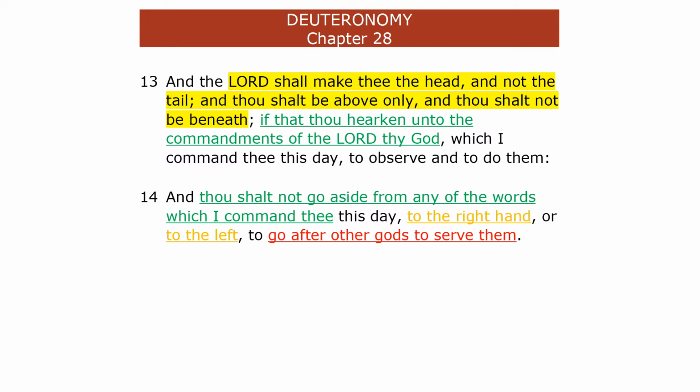And if you listen, hearken means to listen, and if you listen unto the 12 laws and 2 statutes of the Lord thy God, which I command you this day to observe and do them, which goes back to take up your cross daily and follow me.